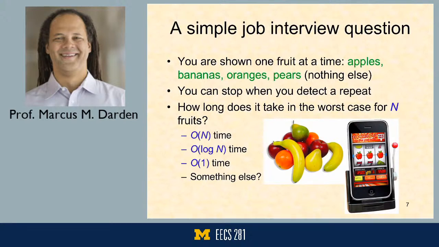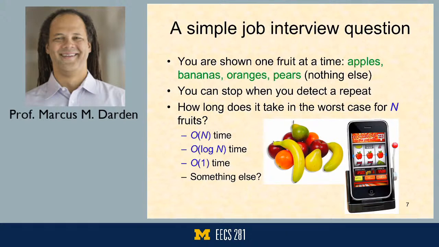So remember, n is the total number of fruits, and the total number of types of fruits in this case is 4. So if you think about this, we don't need to see all n of them. I just need to see at least 4 of them, right? So I can say that in constant time, I can figure out when a repeat is going to happen. And this is brought to us courtesy of the pigeonhole principle.